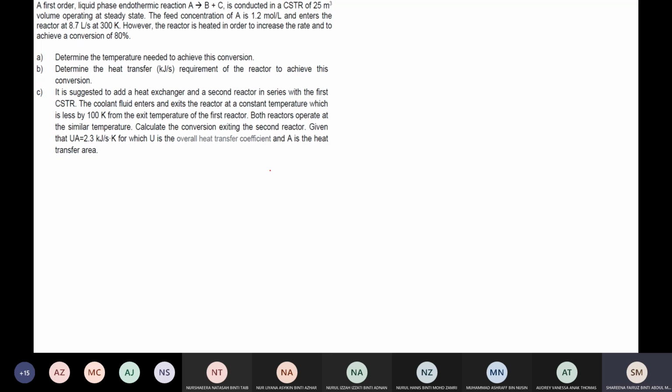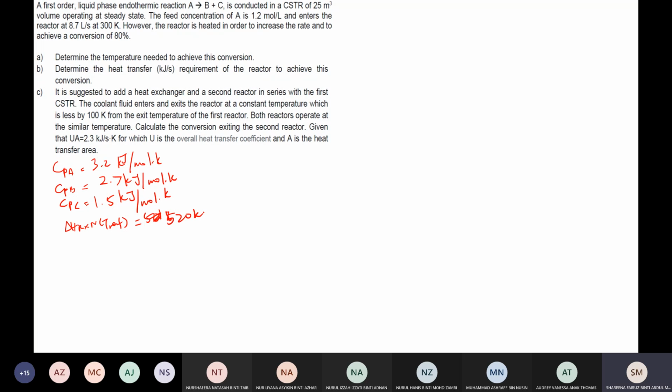So here, this question gives you the value of Cp_A, but I forgot to put it: 3.2 kJ per mole K. Then Cp_B is equal to 2.7 kJ per mole K, and Cp_C is equal to 1.5 kJ per mole K. And then the delta H reaction at T reference is given as 520 kJ per mole. This was supposed to be given to you.